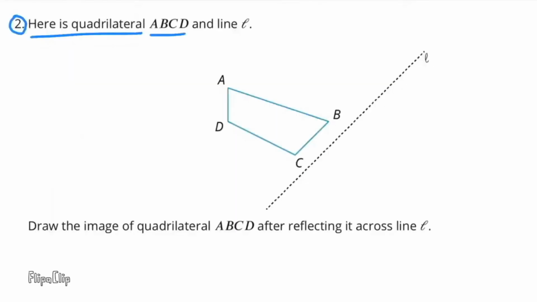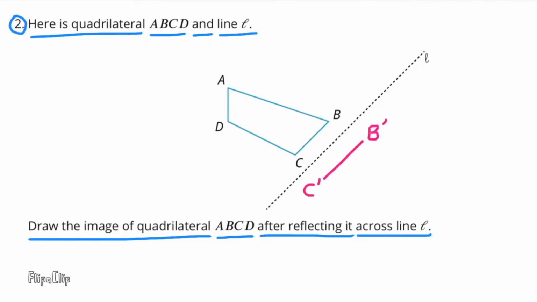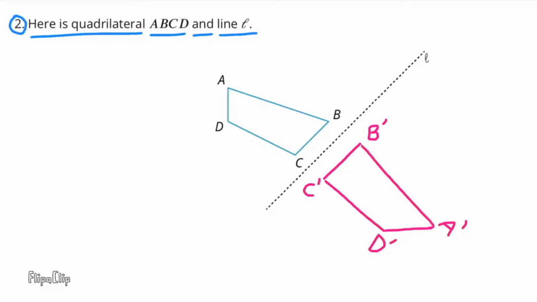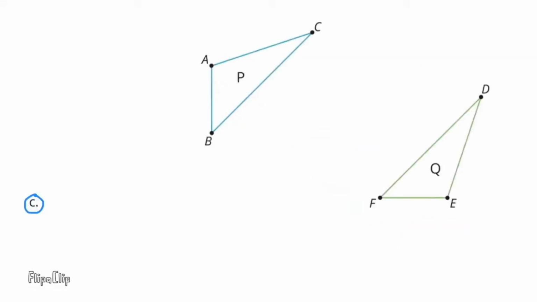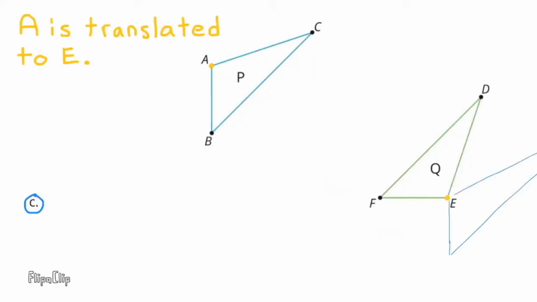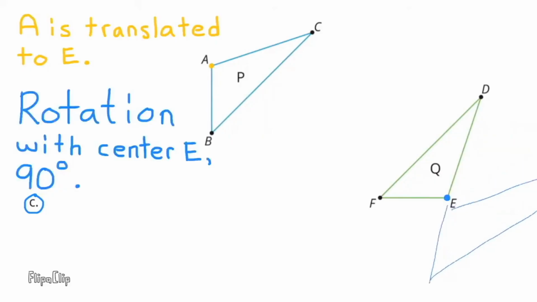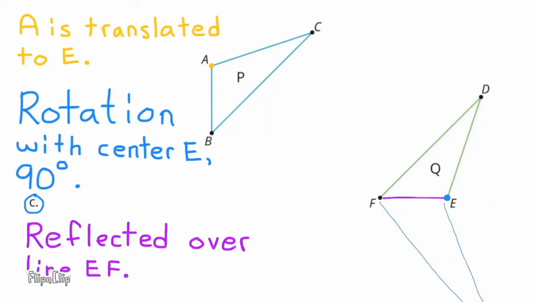Number 2, here is quadrilateral ABCD and line L. Draw the image of quadrilateral ABCD after reflecting it across line L. Here's a look at the image after it was reflected across line L. C. A is translated to E. 90-degree rotation with center E. Reflected over line EF.